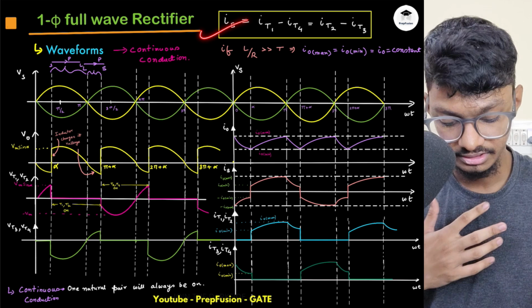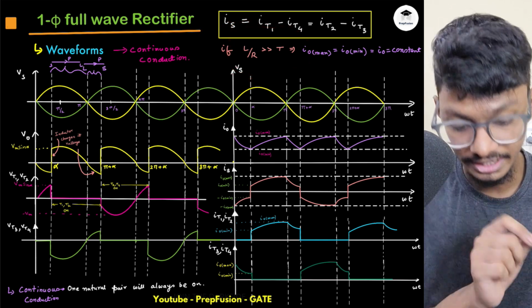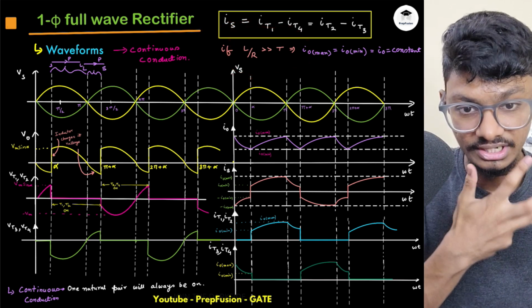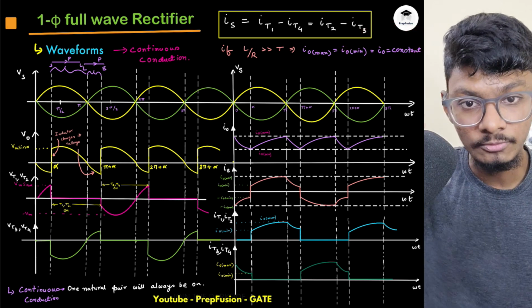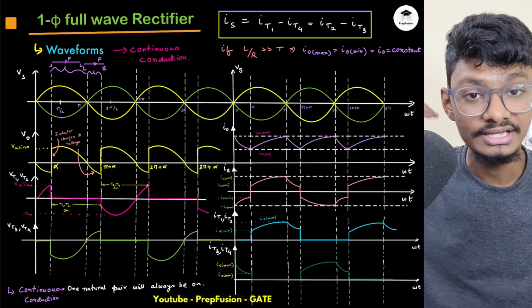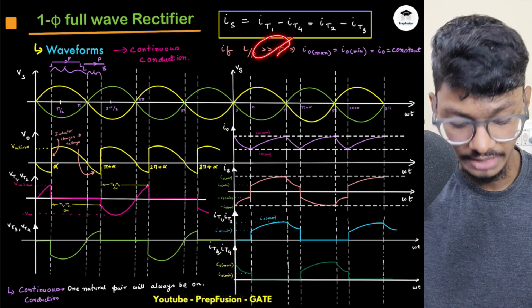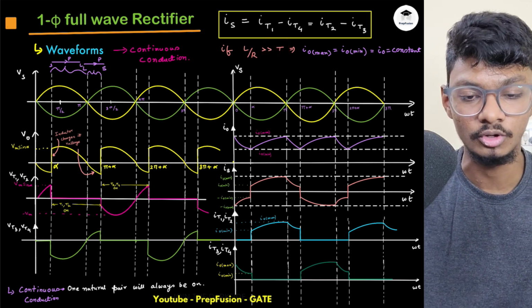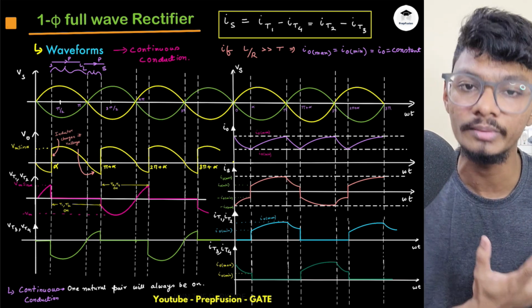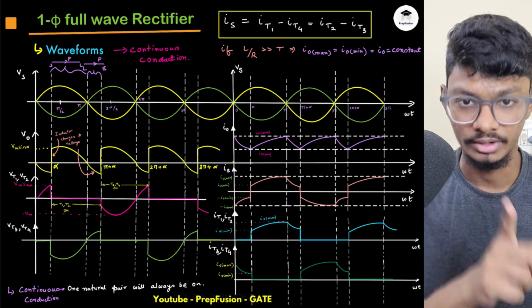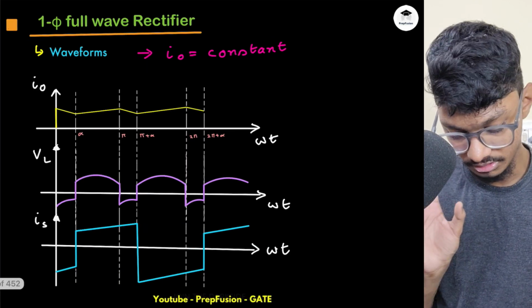The interesting thing is that here I have written the condition. What is the condition for continuous conduction? What is the condition for constant current? If my L by R, the discharging time constant, is much greater than the time period, then obviously current will always be constant. Why? Because it will discharge by a very small amount, as the time constant is very high. If you have studied transients well, you will understand this. Okay, so these are the waveforms.